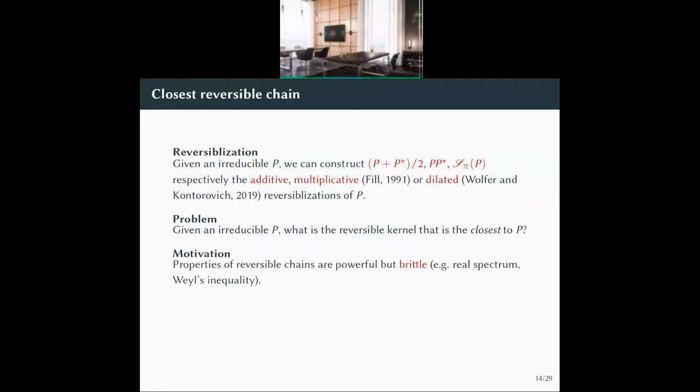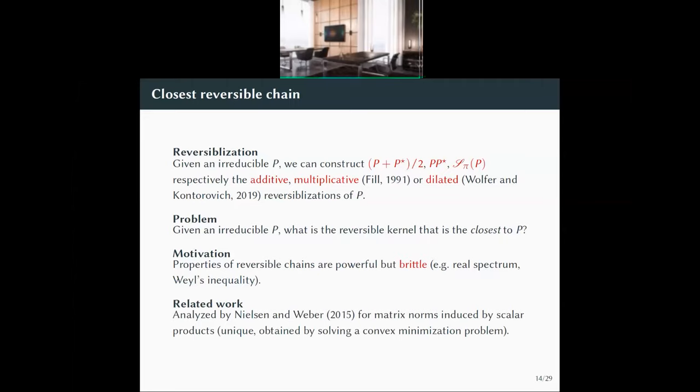Why should we find reversibilizations? Simply because properties of reversible chains are powerful, but they're also brittle. So if one of the entries changes a little bit, you're losing the reality of your spectrum. You're also losing perturbation bounds, for example, Weyl's inequality breaks down and you're picking up an exponent in the dimension. This problem of finding the closest reversible chain was also analyzed by Nielsen and Weber in 2015. They considered matrix norms induced by scalar products. They showed that the projection is unique and you can obtain it by solving a convex minimization problem.